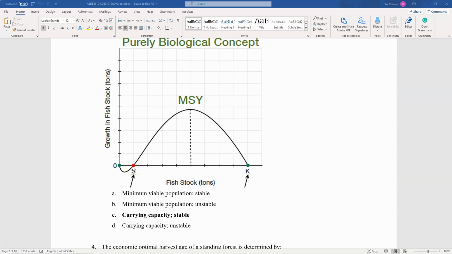For S, it is the minimal viable population. It is unstable because when there is a shock to increase the fish stock, for example to this point, the growth rate would be positive, right? And then the fish stock would continue to increase, to deviate from this point. And suppose the shock is negative, and it would decrease the fish stock to this level, and at this level the corresponding growth rate would be negative. So that means the fish stock would decrease until it achieves 0, and it would also deviate from this point. So S is not stable, but K is stable.